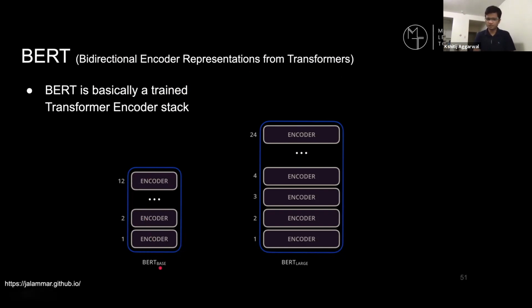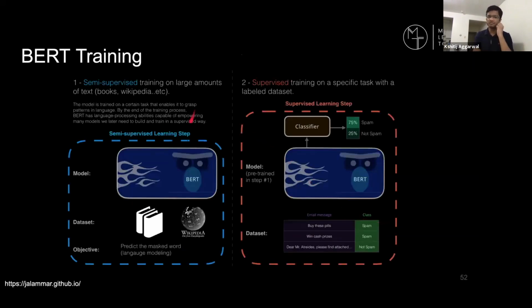There are two variants of BERT. One is BERT base, the other is BERT large. This one has 12 encoders, this one has 24. These are pretty big models because these encoders themselves are pretty big. The sizes of the feed-forward networks and the sizes of the inputs, the dimensions, are much larger than the encoder originally proposed for transformers. So each of these encoders is bigger than the encoder we have seen previously, and we have more encoders here. The basic idea behind BERT training is this.